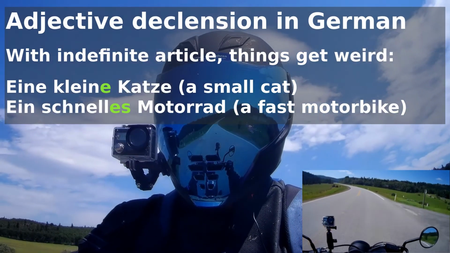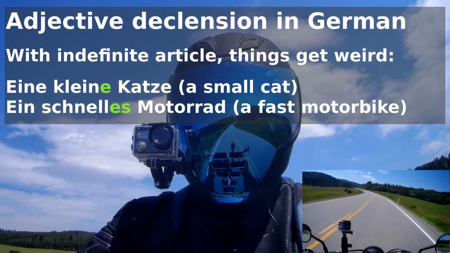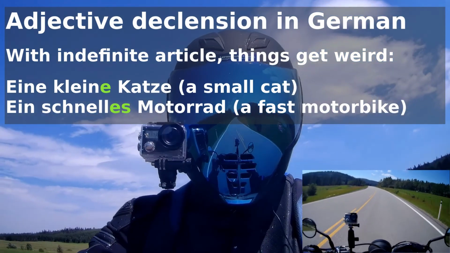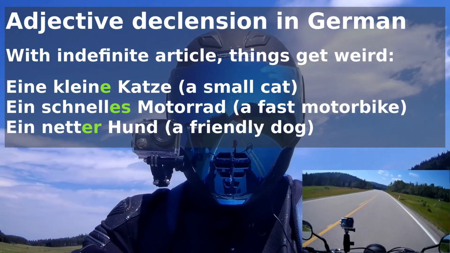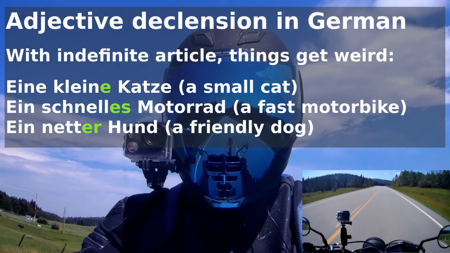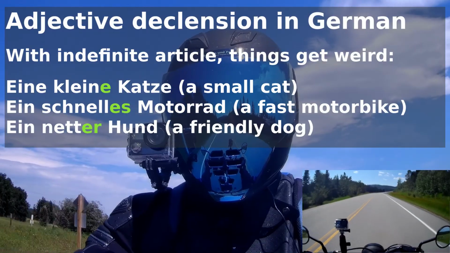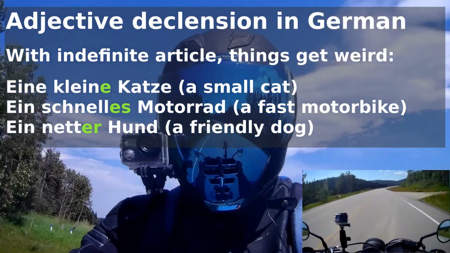For grammatically masculine, it gets kind of ugly here, because the word ending for grammatically masculine declension for adjectives is "er." That's the same as the comparative word ending. So a friendly dog is "ein netter Hund," but that looks like you're trying to say a nicer dog.